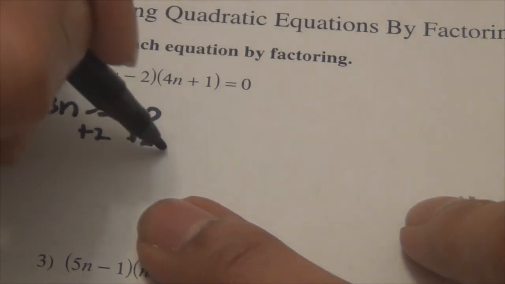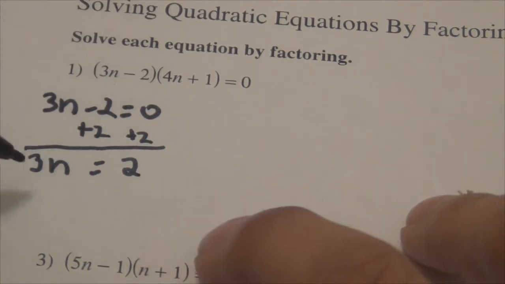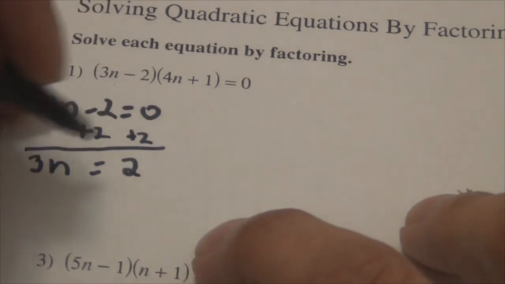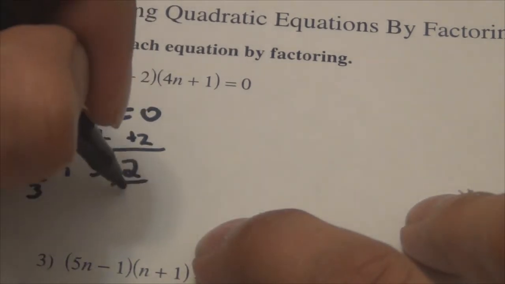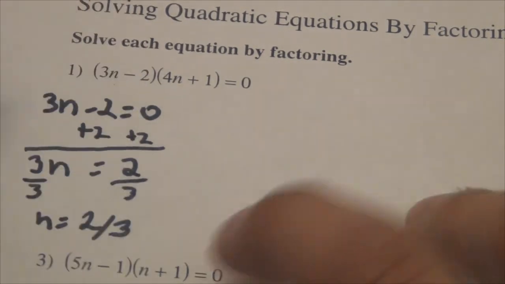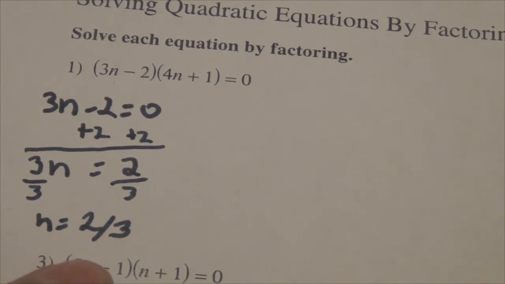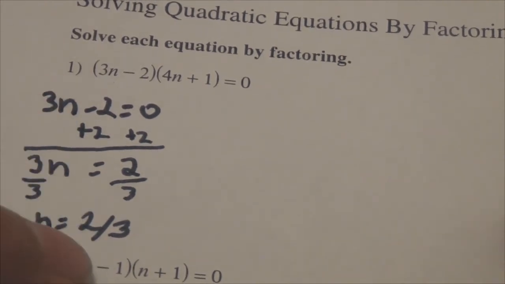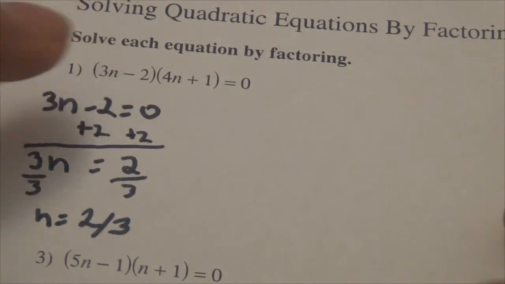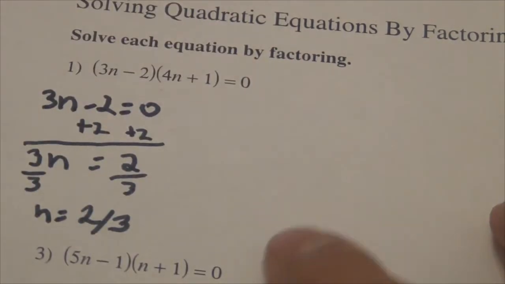Please tell me you understand, because otherwise I'm going to die here. And now 3 is multiplying the n, so I'm going to divide by 3 on both sides. And n becomes 2 over 3. So when n is 2/3, it becomes a solution to this. Everything, when you set it equal to 0, you are trying to find the solutions.